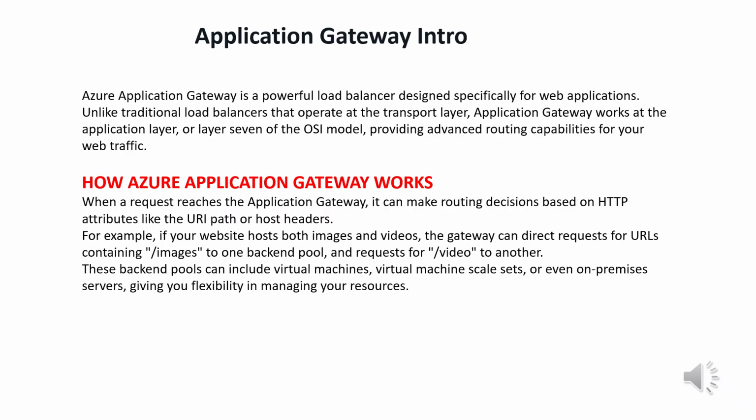When a request reaches the Application Gateway, it can make routing decisions based on HTTP attributes like the URI path or host headers. For example, if your website hosts both images and videos, the gateway can direct requests for URLs containing /images to one backend pool and requests for /video to another. These backend pools can include virtual machines, virtual machine scale sets, or even on-premises servers, giving you flexibility in managing your resources.